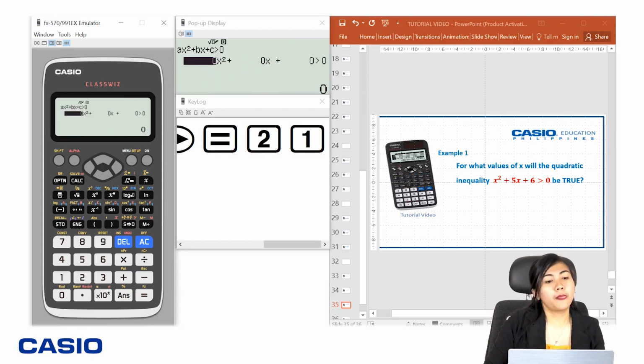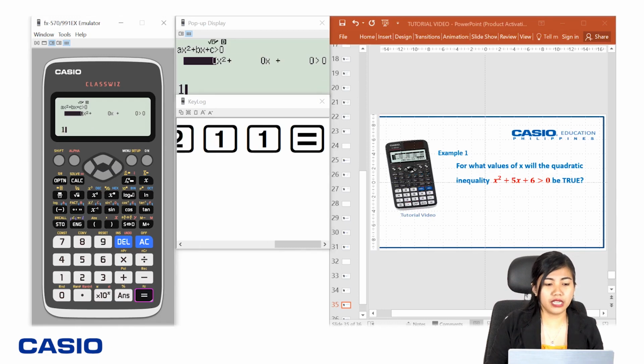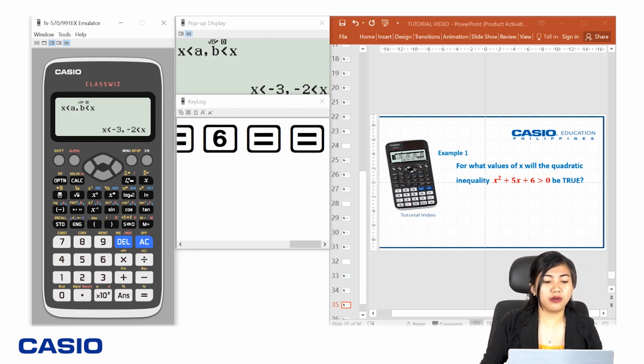So press 1. Then we need to identify the values that we need to input here, and these are simply the values of a, b, and c. In our example 1, we have x squared plus 5x plus 6, which means that the values of a, b, and c are 1, 5, and 6 respectively. So we input 1, press equal. Second is the value of b, which is 5, then press equal. And last is the value of c, which is positive 6, press equal. Then after encoding all the coefficients for our quadratic inequality, we press the equal key.